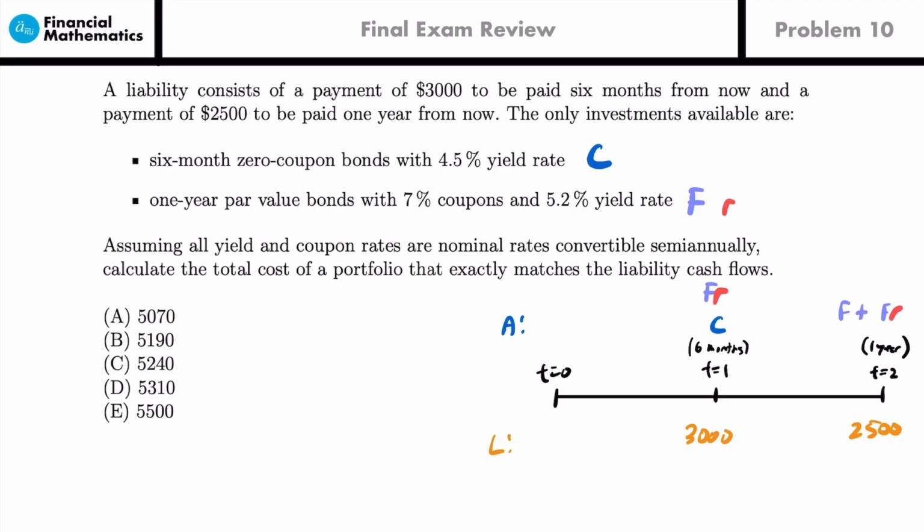Now we've set up our timeline, and so let's talk about how we're actually going to solve this problem now. Remember that we want to calculate the total cost of a portfolio that exactly matches the liability cash flows. So that could actually be done 2 different ways. Since the assets and liabilities are being exactly matched, both of their present values should be the same. So you could calculate the cost of the portfolio by either calculating the present value of the assets or the present value of the liabilities.